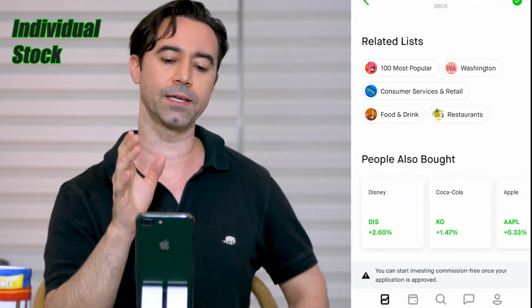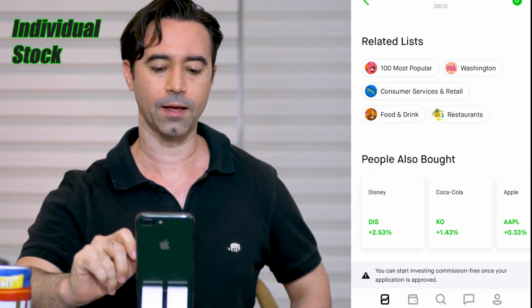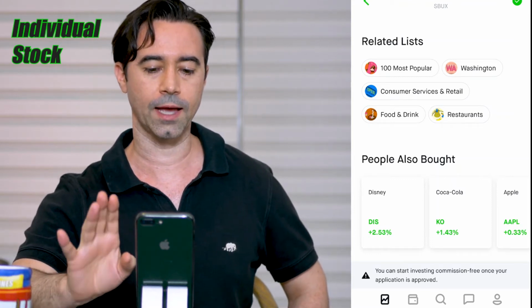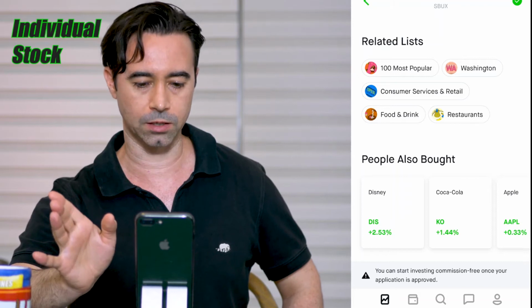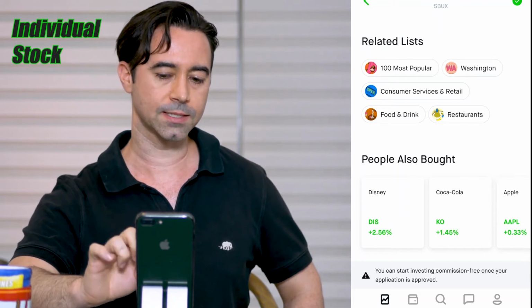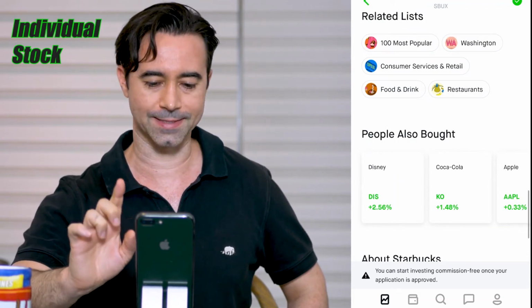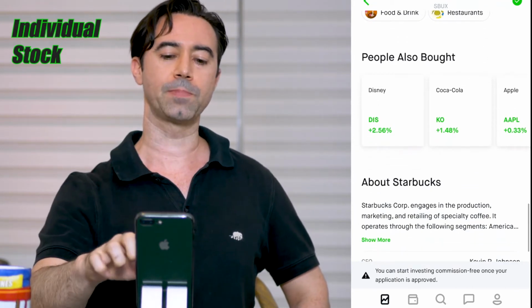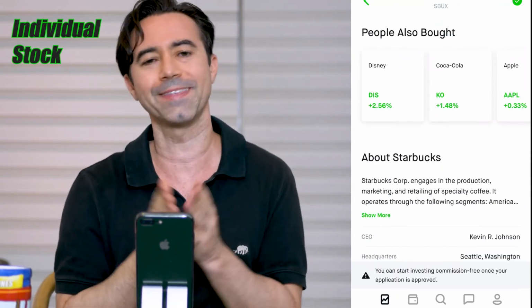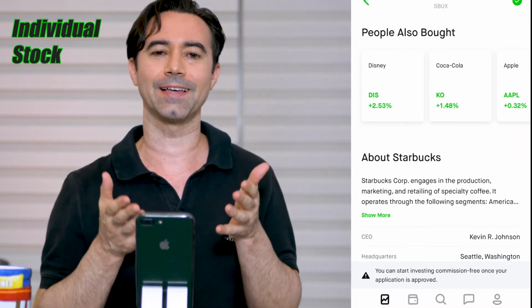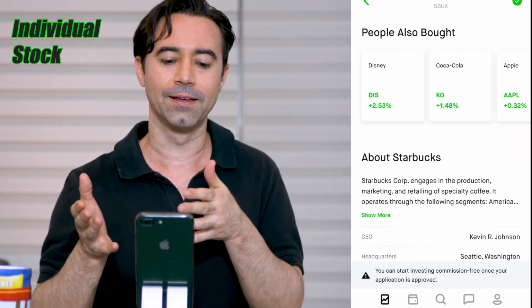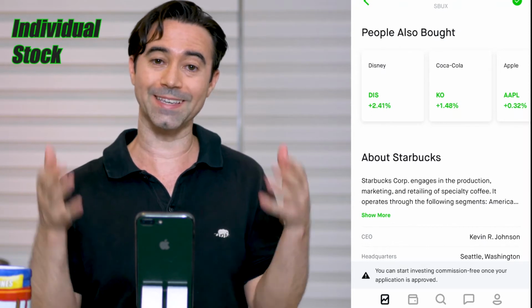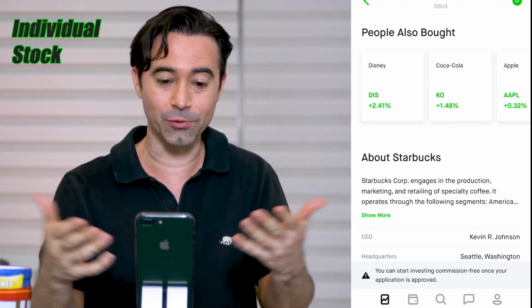So when you talk about the related lists, I think that this is important. Actually, I want to come to this later, because we're going to go over the lists, because I think it's a good thing for us to talk about. There's also this, people also bought. When you start out, I think this is good. I think it's nice to see what other people buy that are similar to Starbucks. It gives you ideas, it can help you, right?